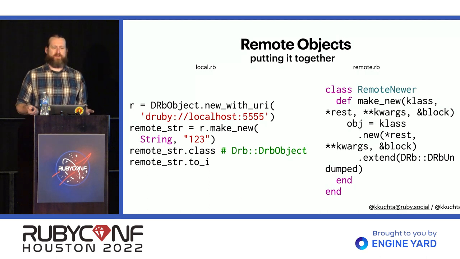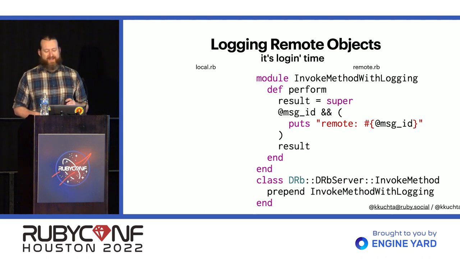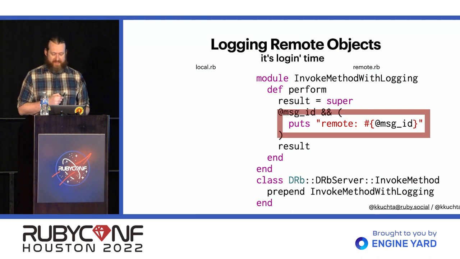Because to_i is just going to return an integer. For all we know, it ran locally. Well, here's how. Don't worry about this code too much. All I'm doing is monkey patching the living daylights out of Ruby so that anytime it tries to proxy a method, it will print out what that method is.